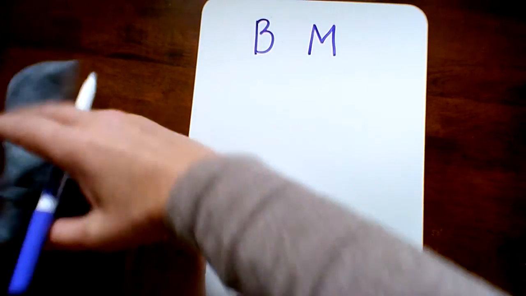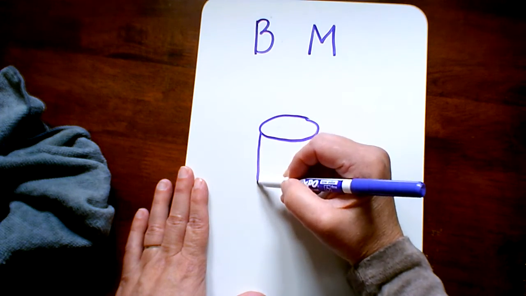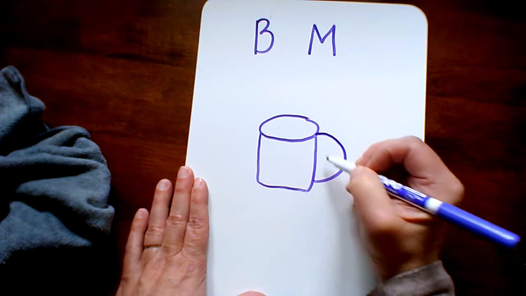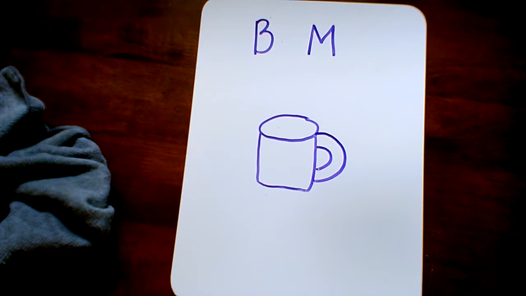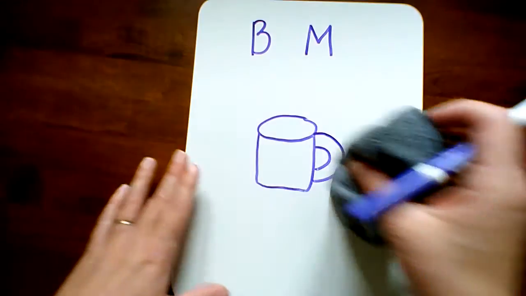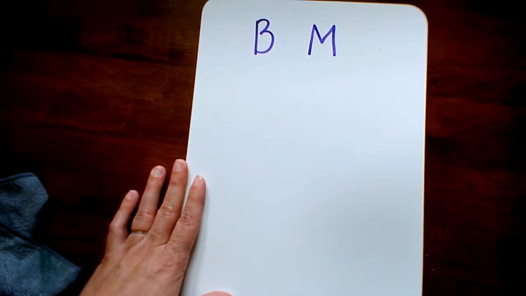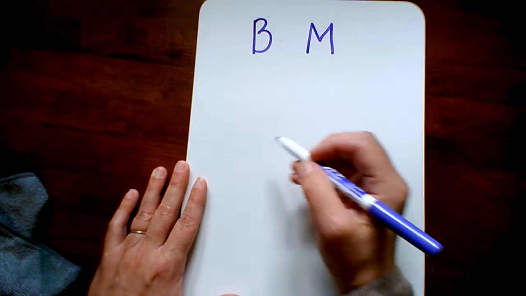Okay. Here's another one. This is something you drink out of. It's a mug. What letter does a mug start with? Mug. Starts with an M. Okay, we'll do one more.